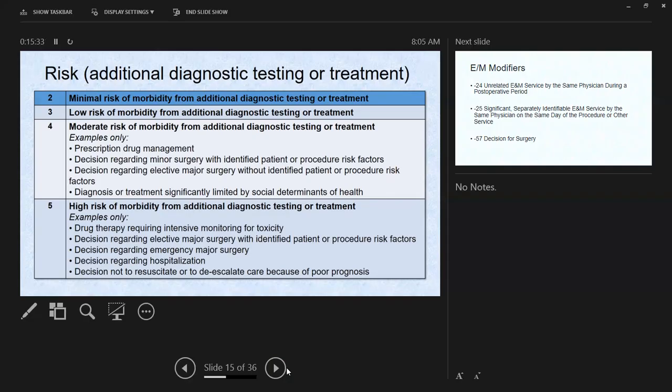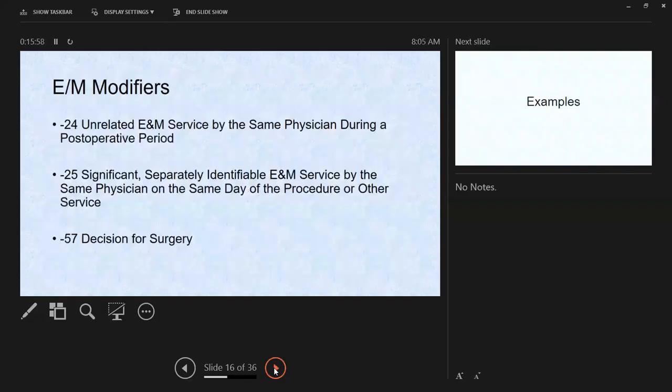Decision regarding elective major surgery on a patient with additional significant risk factors. Somebody who's had multiple prior surgeries, somebody who's at high risk of dying of a heart attack is going to be a higher risk than a healthier patient undergoing a major surgery. Decision for an emergency major surgery, decision to hospitalize, or decision to do not resuscitate. Those are all level 5 risks. Then you can take those and add those together, and we'll give some examples a little bit later.